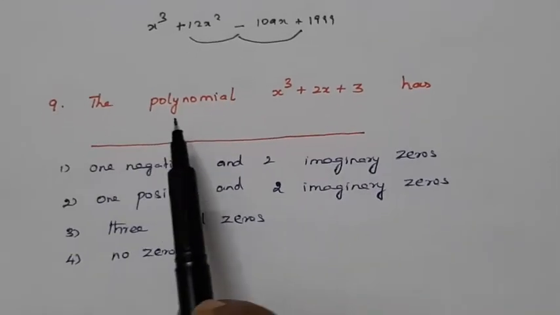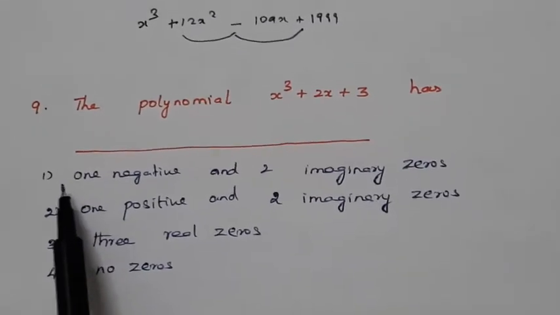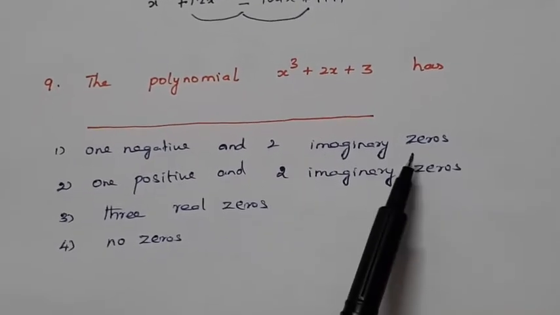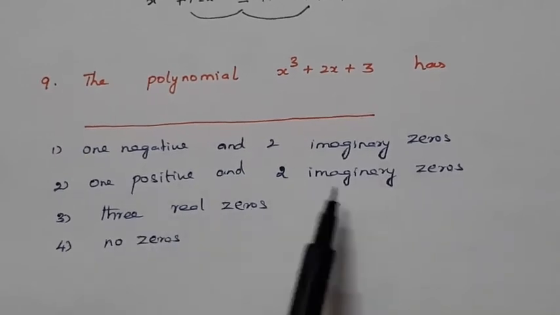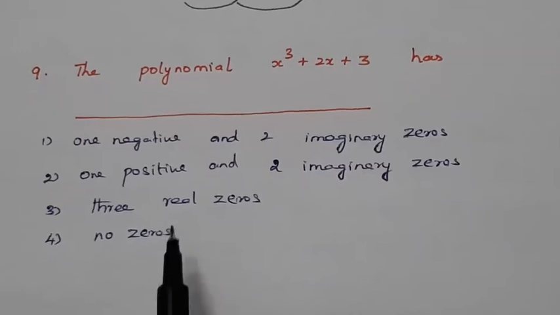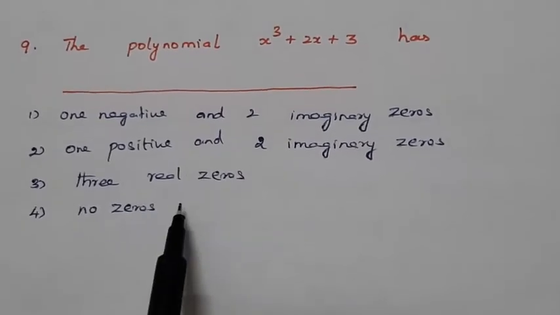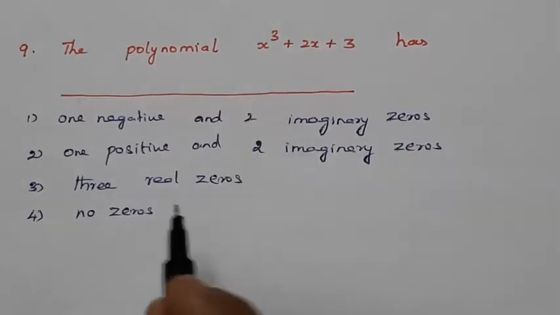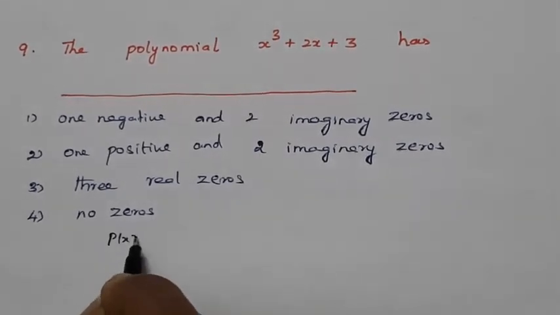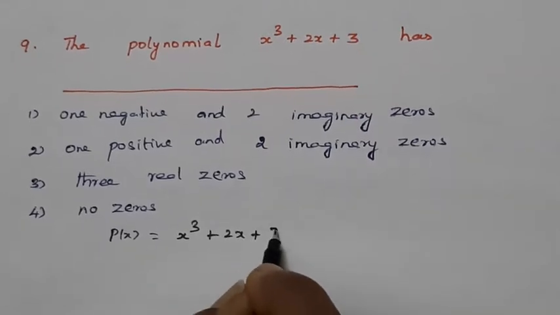Ninth one, the polynomial x cube plus 2x plus 3 has dash. Options are 1 negative and 2 imaginary zeros, 1 positive and 2 imaginary zeros, 3 real zeros and no imaginary zeros. Okay. So to find out how many real zeros and how many imaginary zeros, let us apply the Descartes rule. So let us take the given polynomial to be p of x, that is x cube plus 2x plus 3.